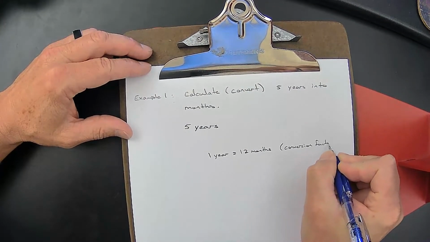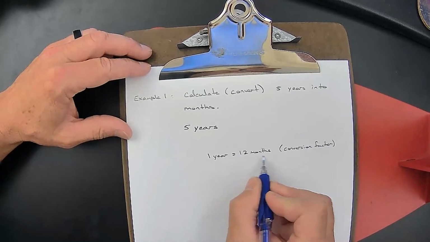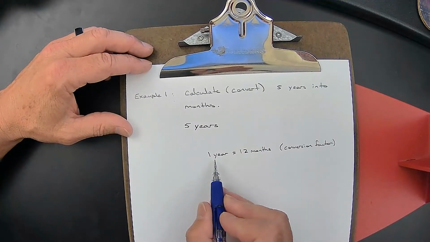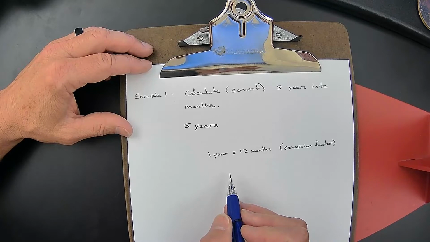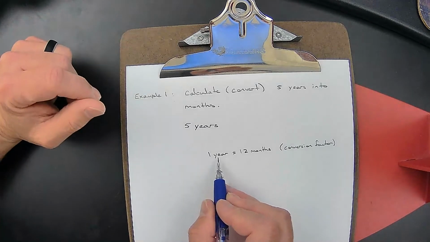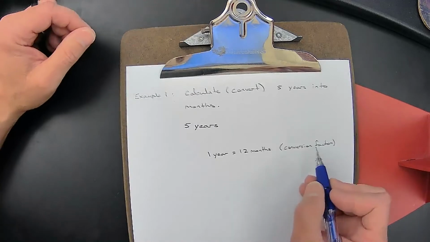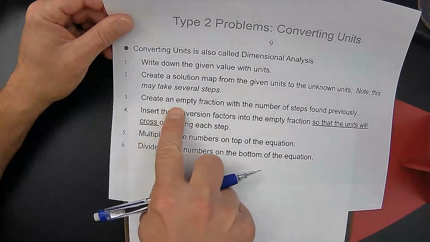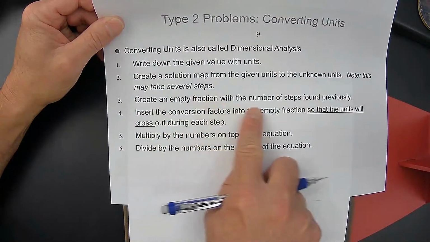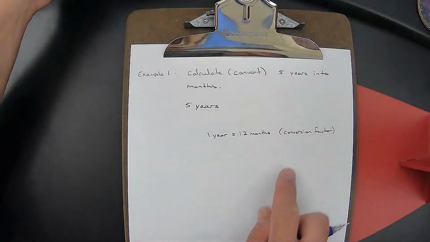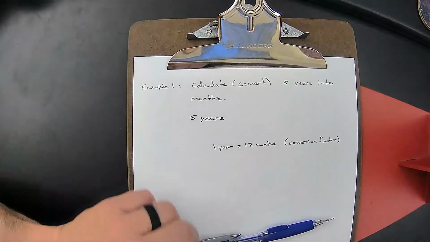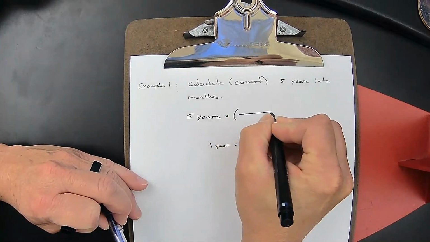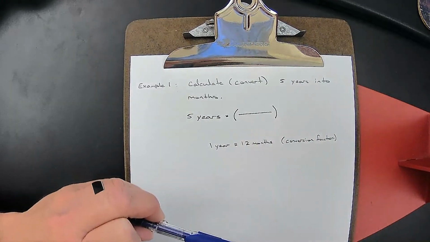It tells me how many of one unit is equal to another unit. We might have down 1 foot equals 12 inches. We might have down 60 seconds equals 1 minute. We might have down, in this case, 1 year is equal to 12 months. We write down the conversion factor. So now, the third step is we're going to create an empty fraction with the number of steps found previously. Well, we only have one step here, so we're going to make an empty fraction. We're going to multiply by an empty fraction.